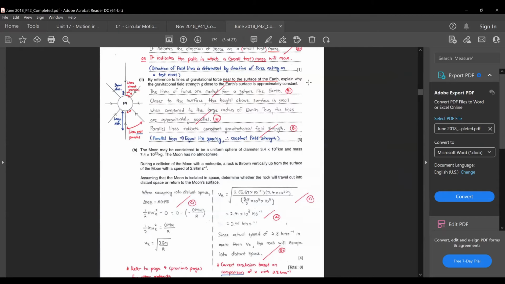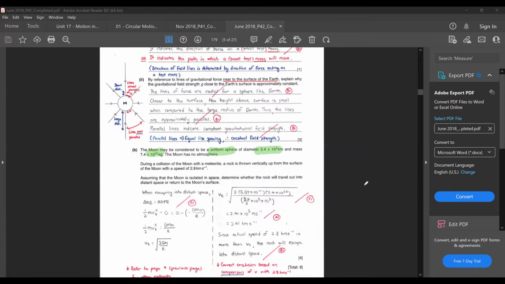Now, they tell you the moon may be considered to be a uniform sphere of diameter 3.4 times 10 power 3 kilometer and a mass of 7.4 times 10 power 22 kg. And the moon itself has no atmosphere, meaning to say it will not have any kind of air resistance. During a collision of the moon with a meteorite, a rock is thrown vertically up from the surface of the moon with a speed of 2.8 km per second. Assuming that the moon is isolated in space, determine whether the rock will travel out into distant space or return to the moon's surface. Will that rock actually be able to escape all the way into infinity?